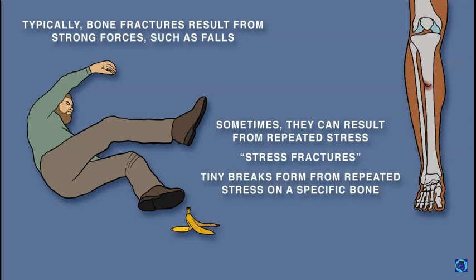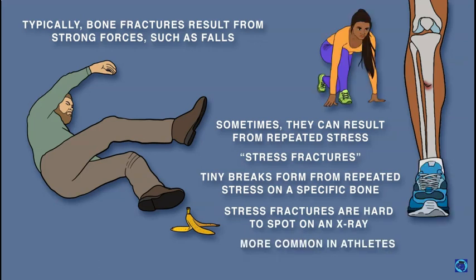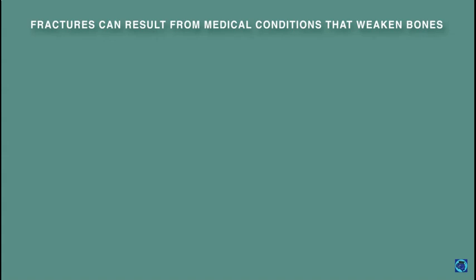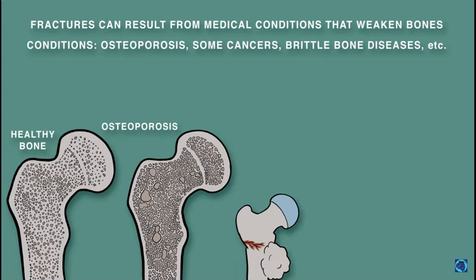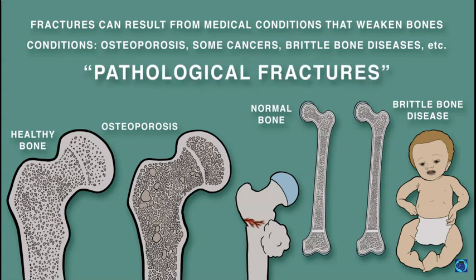Stress fractures occur when tiny breaks form from repeated stress on a specific bone. These fractures are hard to spot on an X-ray. They are more common in athletes due to constant training. Some fractures can also result from medical conditions that weaken bones, which include osteoporosis, some cancers, or brittle bone diseases. Fractures which occur as a result of medical conditions are known as pathological fractures.